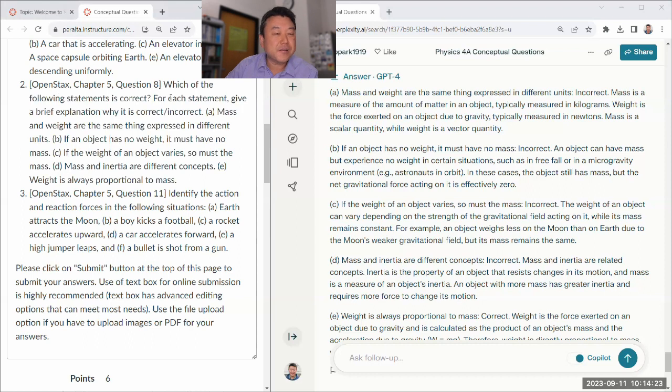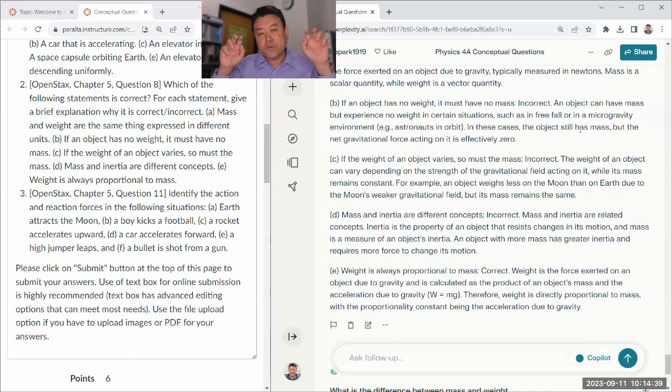Okay, correct, incorrect. Okay, mass and weight, they are not the same thing. Incorrect, okay, good. Mass is a measure of amount of matter, weight is the gravitational force. So, you know, you can't convert kilograms to pounds. A kilogram is a unit of mass, and a pound is a unit of force. You could talk about how many kilograms an object would need to have to weigh 1 pound on Earth. But that's the only way you can convert kilograms to pounds.